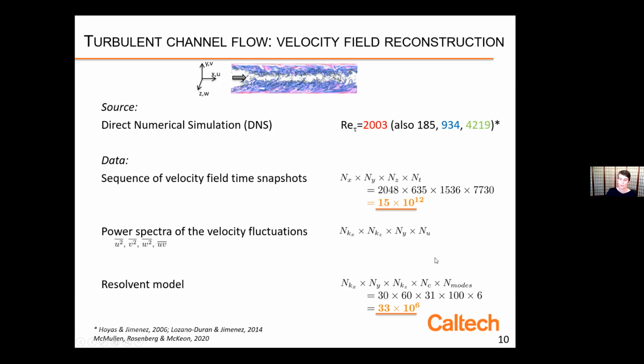To give you some sense for the degrees of freedom here, for the DNS data, if you put those numbers in, you have something like 10 to the 13. The model that I'm going to show you is a significant reduction, like 10 to the 7. And actually, if I look per wave number pair, our model requires 0.01% of the number of degrees of freedom required in the DNS to represent the field. So why is that?